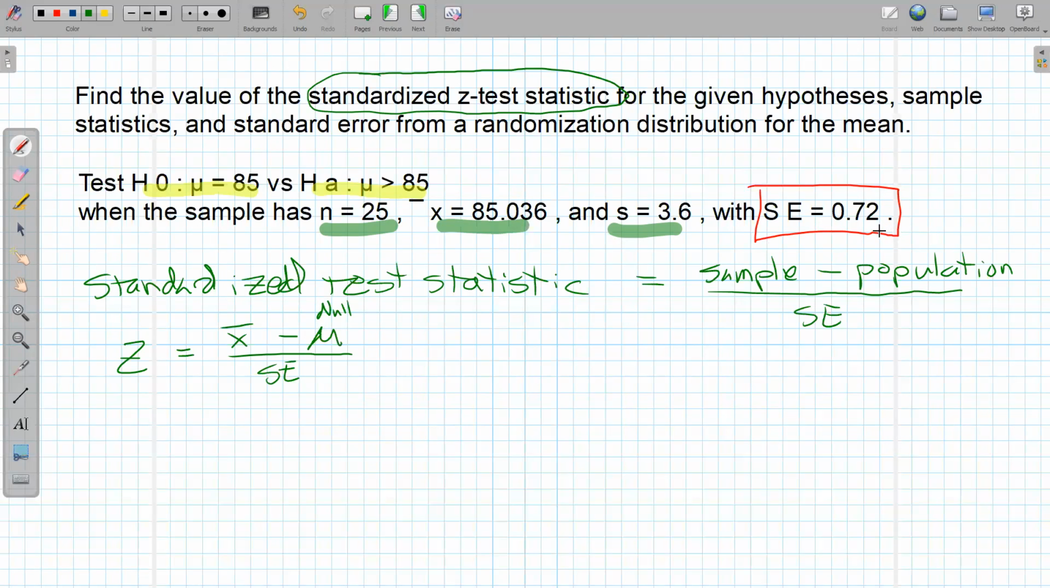So pretty much any problem I ask like this, where I want you to find, say, a Z or a P or a margin of error, I'm going to say, hey, this is the standard error. So pay attention to that. All right, so for this one, I get 85.036 minus 85 divided by the spread of the sampling distribution, 0.72, and we whip that out on a calculator.